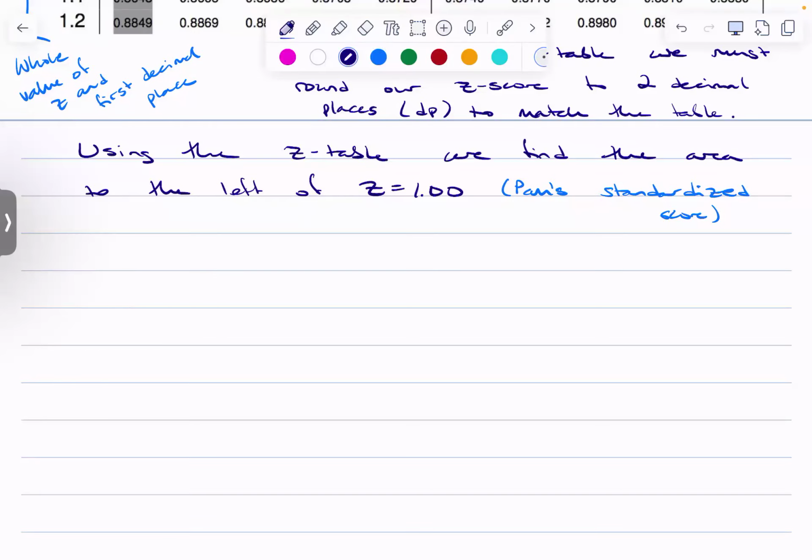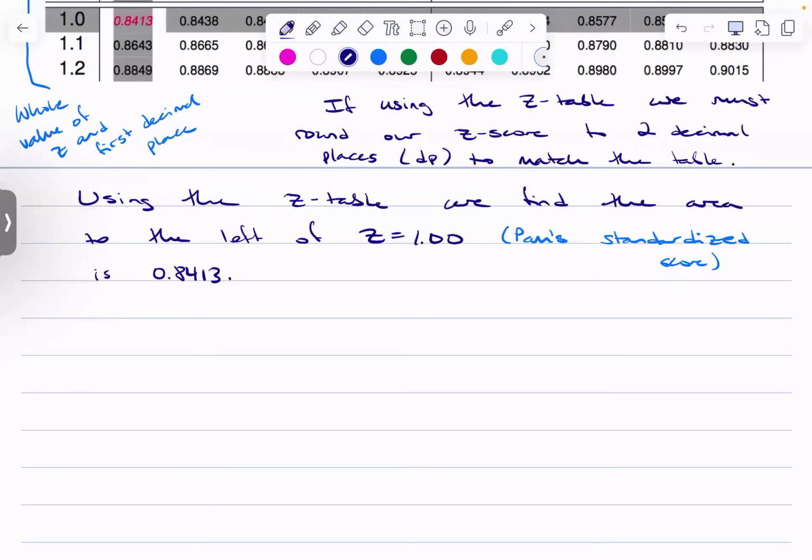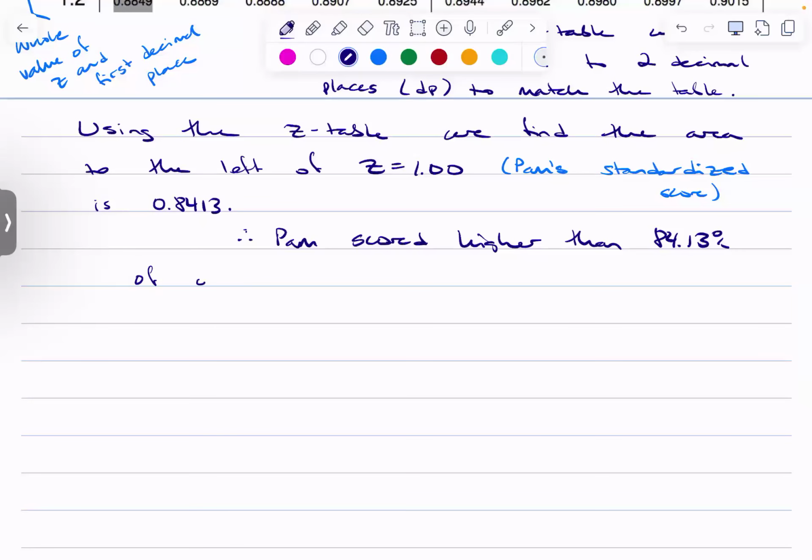So using the Z table, we find the area to the left of Z equals 1.00 is 0.8413. That's the area to the left. It's also the percentile, right? So therefore, Pam scored higher than 84.13% of other test takers.